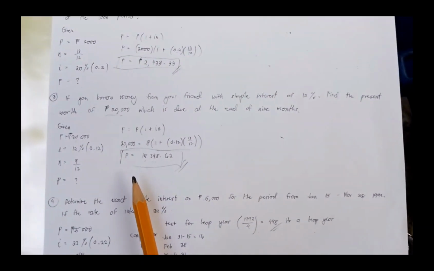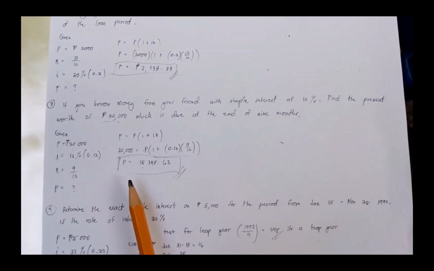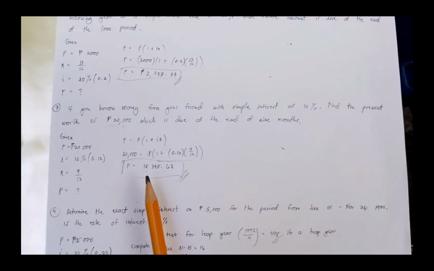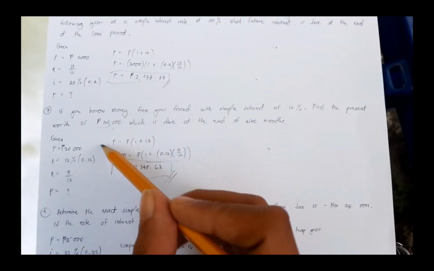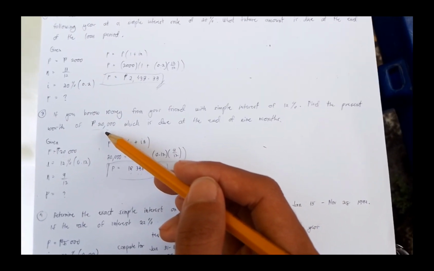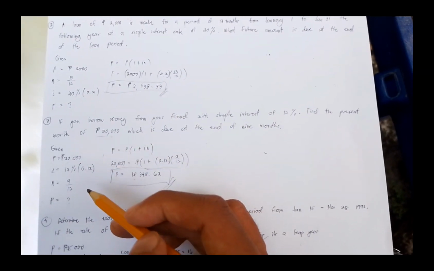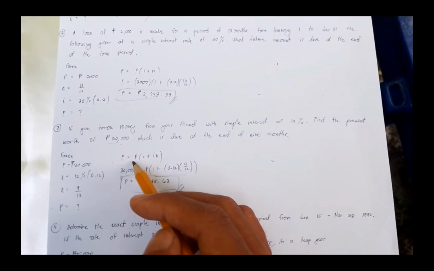So if you borrow money from a friend with a simple interest of 12%, find the worth of 20,000 pesos, which is due at the end of 9 months. So meaning this 20,000 pesos will serve as our future value, and the one missing is our present value. Since all the given are good, P is the one we're finding out.